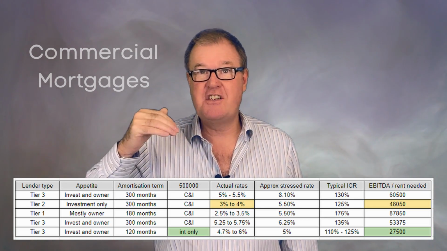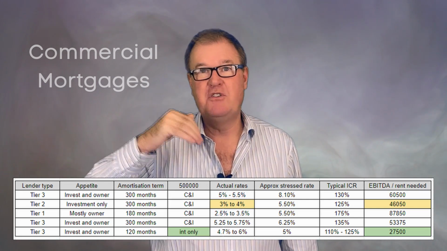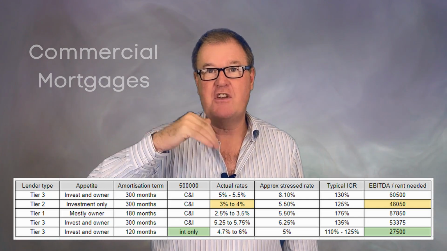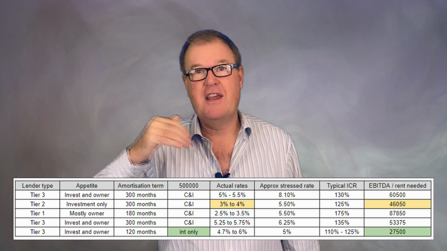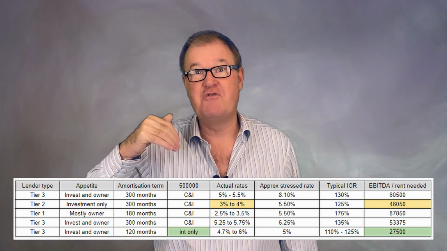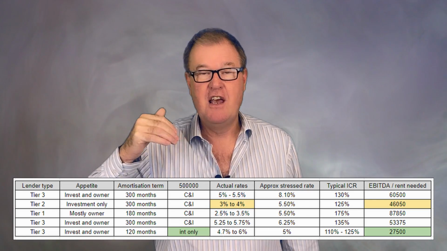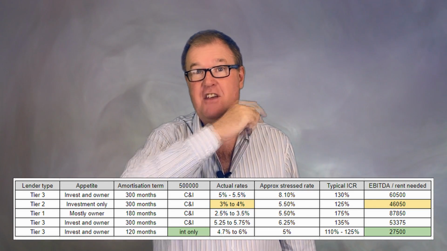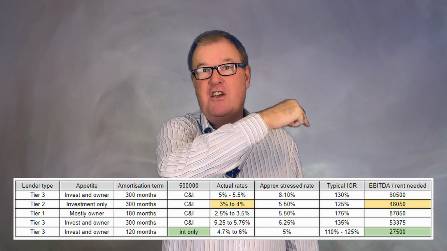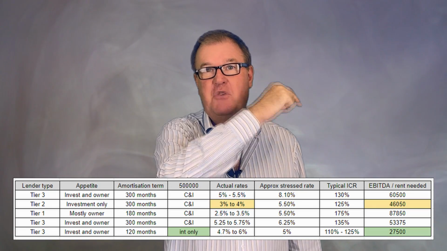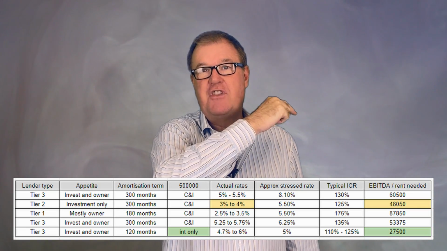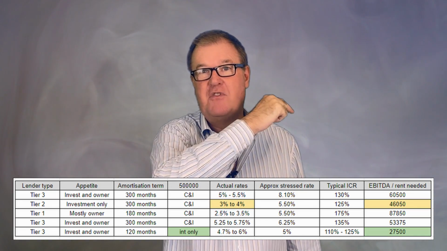And then you've got the ICR. What extra factor do they build in? If the stress repayments are £100, do they expect to see £125, £135 income to cover it, or £175? And then on the right hand side, this is where it is interesting, that's the income you need to be able to afford a £500,000 loan with each of these types of lenders.